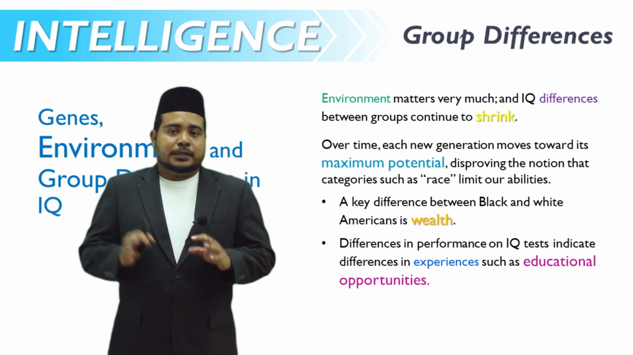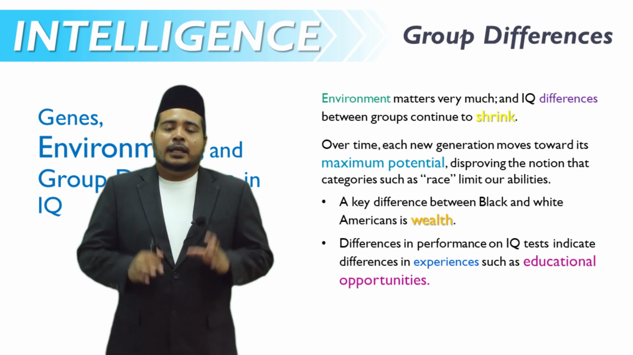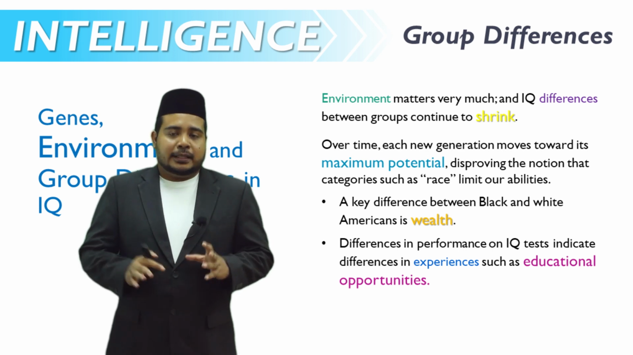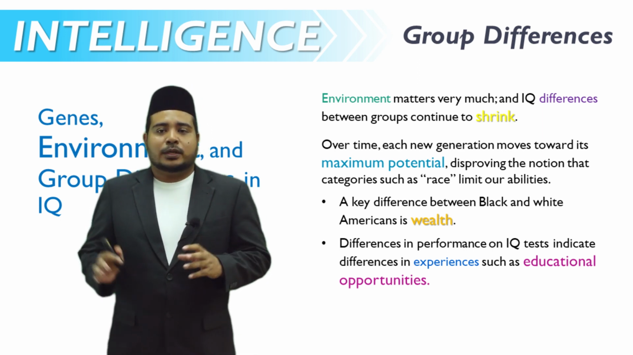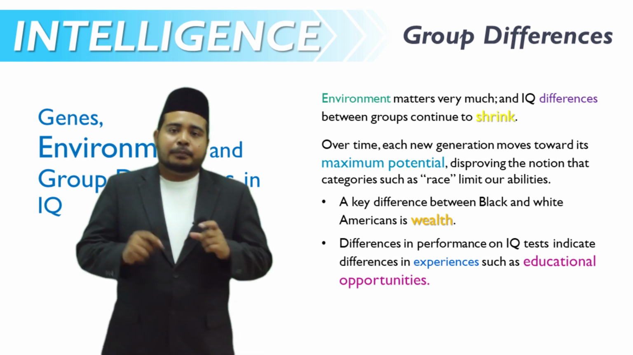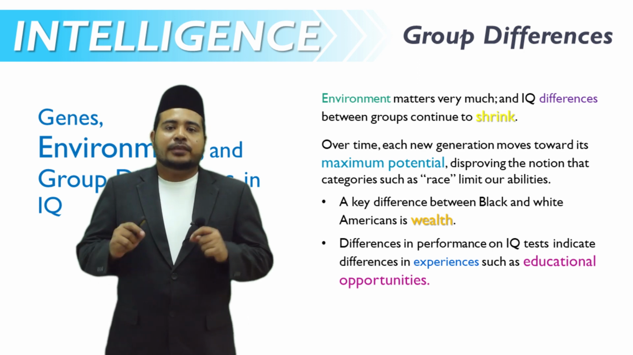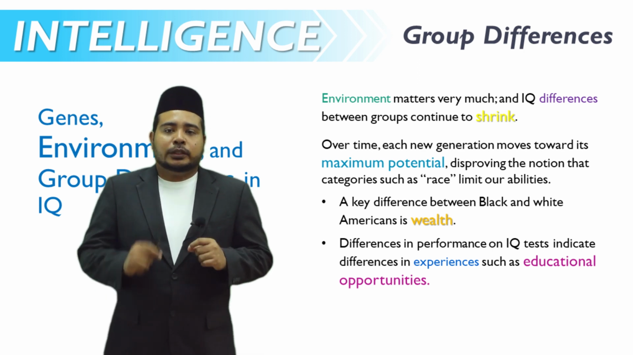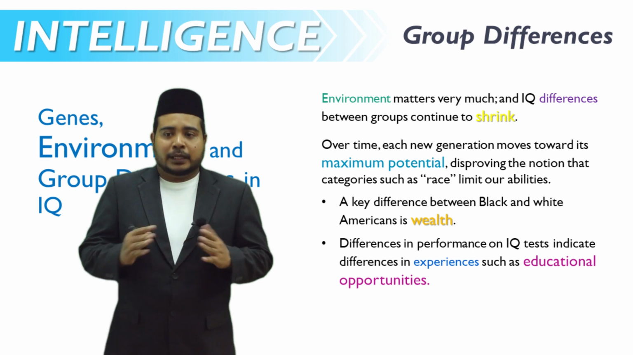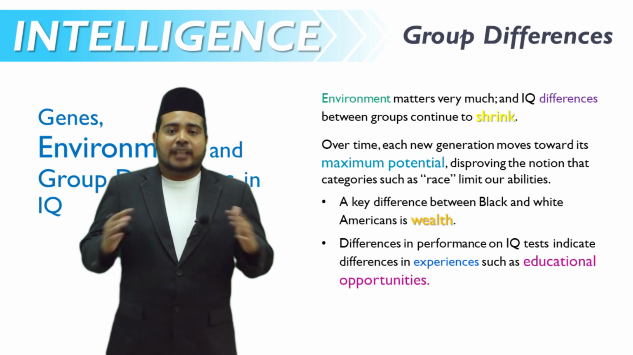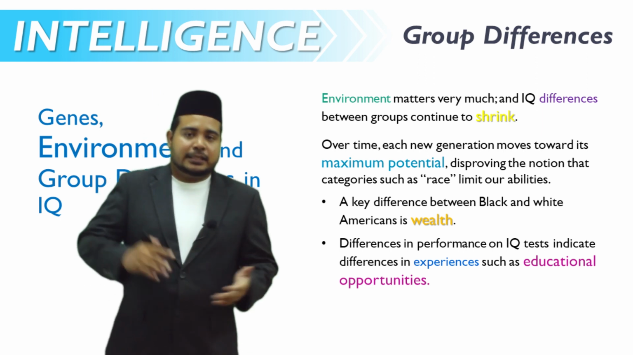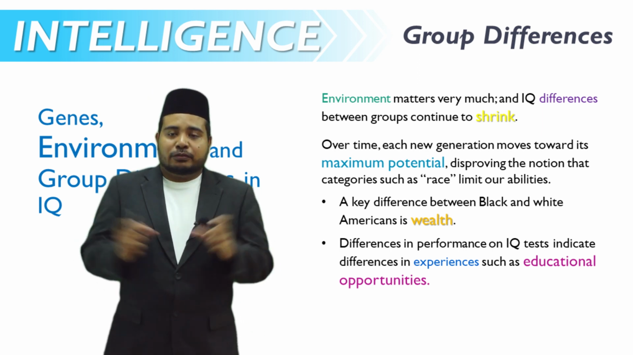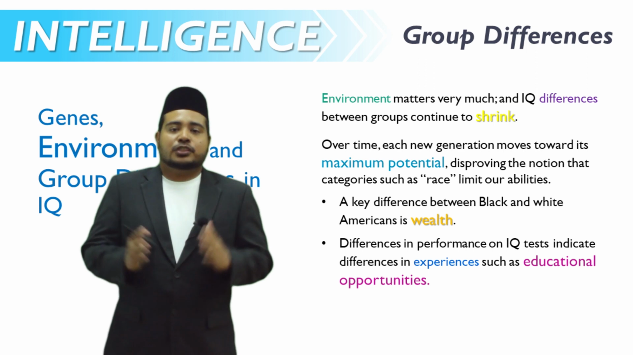In this same topic of group differences, environment matters very much, especially in the development of someone's IQ. So environment matters very much, and IQ differences between groups continue to shrink, meaning that there is not much gap between white and black, Latin, Asian, because their differences are shrinking, becoming smaller.